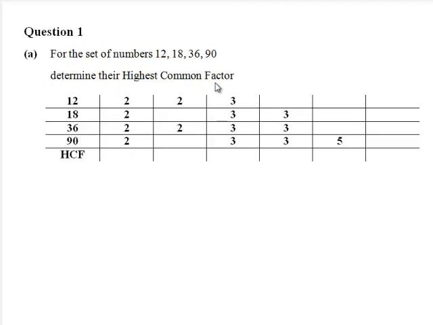Now, for the highest common factor, which is what we're looking for, we're interested in all of the columns that are fully populated. We've got the 2, and we've got the 3, and that's all that's fully populated, so the highest common factor is 2 times 3, which is equal to 6. And that's the answer for question 1 part A.